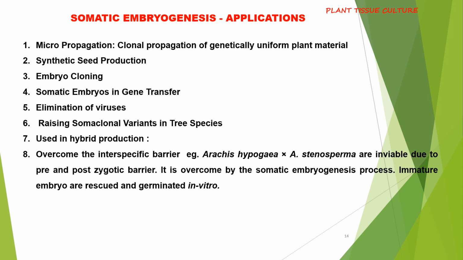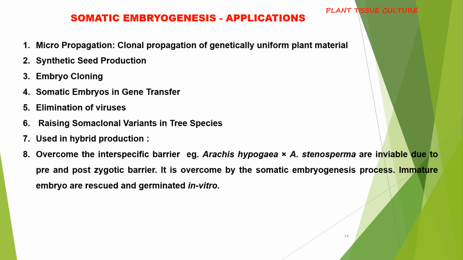Applications of somatic embryogenesis. Somatic embryogenesis helps in micropropagation of large number of embryos with synchronous development in a short period of time. It is preferred over meristem culture because simultaneous development of shoot and root involves fewer cultures, leading to cost efficiency and reducing time.